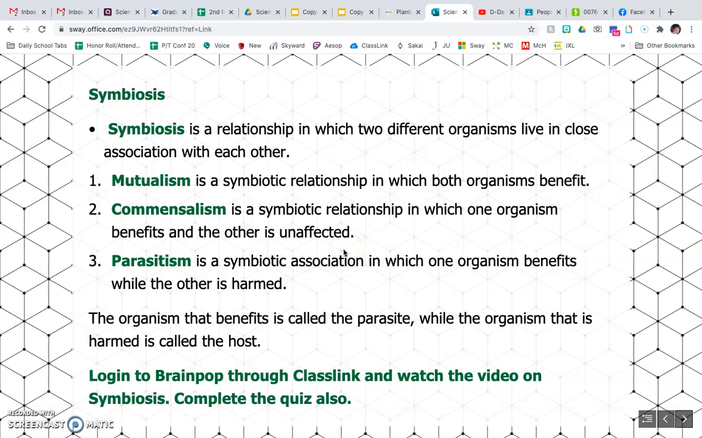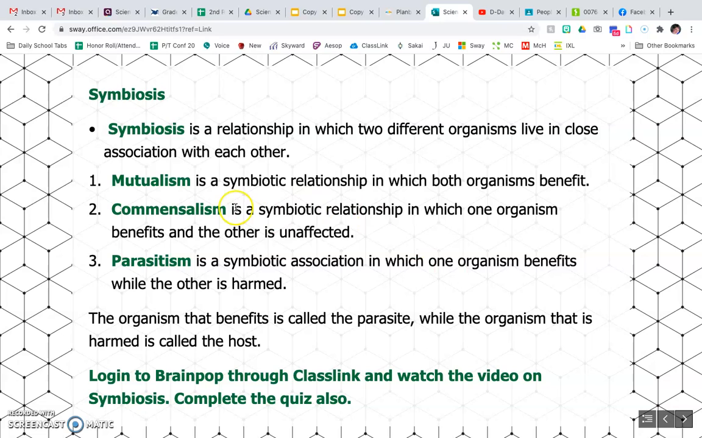So I like to begin with parasitism because it's the grossest of all of them. And for some reason, sixth graders can remember that. So have you ever heard of a parasite? Well, if you have, that is what parasitism is. It is a symbiotic association in which one organism benefits, the other organism is harmed. So one is good and one is bad. One organism benefits, one organism harmed.